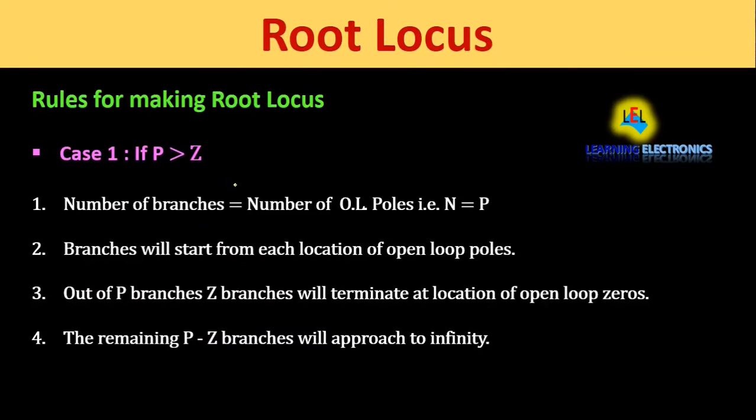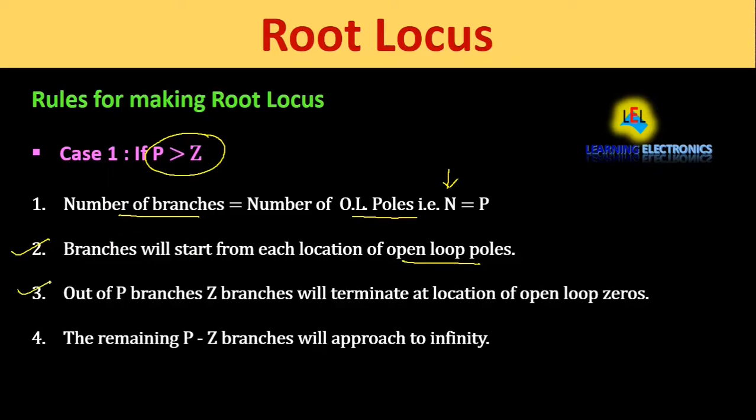Case number 1 is when the number of open loop poles is greater than the number of open loop zeros. What happens in this case? The number of branches of the root locus is equal to the number of open loop poles. Here we are representing the number of branches in the root locus with capital N. So N will be equal to P. That means the number of branches is equal to the number of open loop poles. And the second point is that the branches of the root locus will start from each location of the open loop poles.